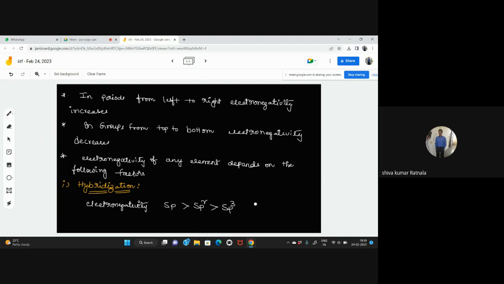For example, let me take carbon. Generally carbon electronegativity is 2.5 as calculated. But if I take an sp carbon, an sp2 carbon and an sp3 carbon, all three should have the same electronegativity, right? Because it is the same atom, no? But the electronegativity changes. Students, can you understand what I'm trying to say?